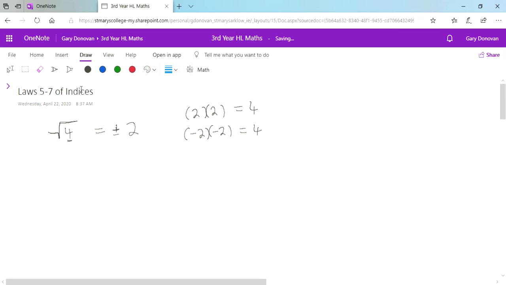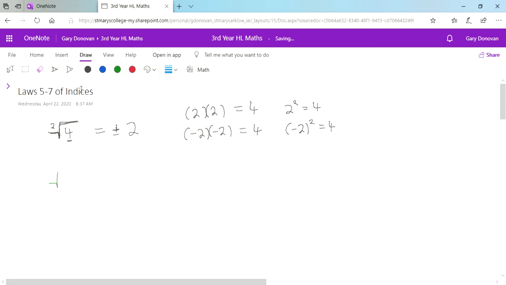But there's another way that we could write that. We could write a little 2 here, saying what number to the power of 2 gives us 4. So 2 to the power of 2 gives us 4, and minus 2 to the power of 2 gives us 4. Now we don't bother writing that little 2 there, but we could. But for other numbers we generally do.